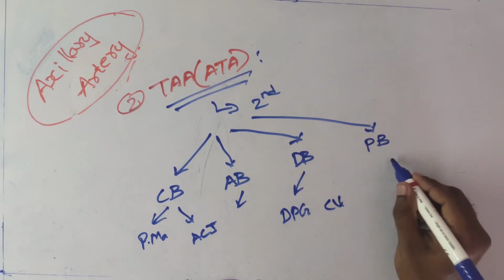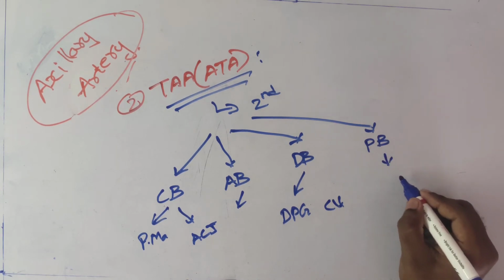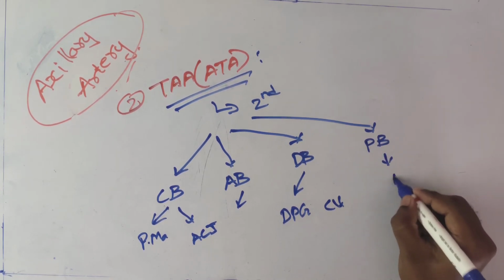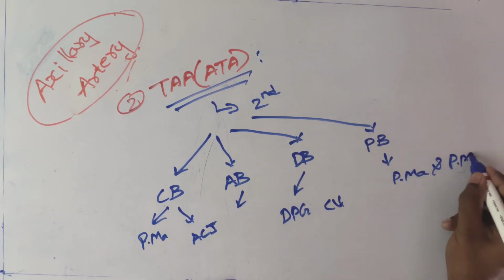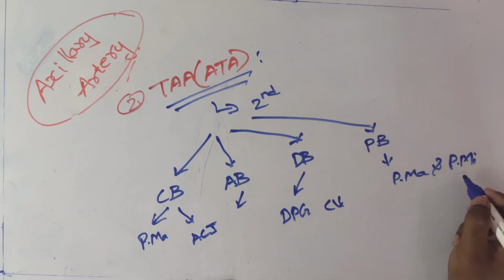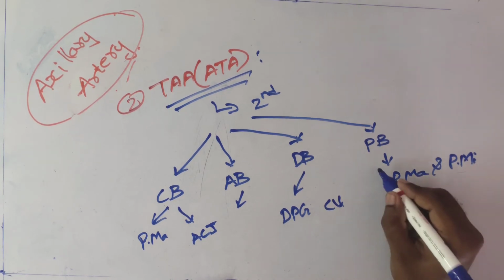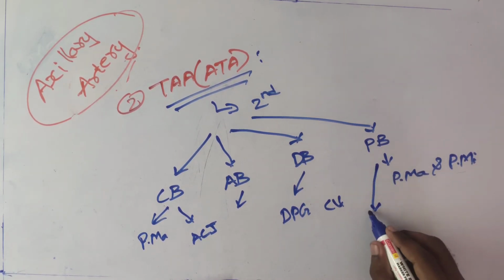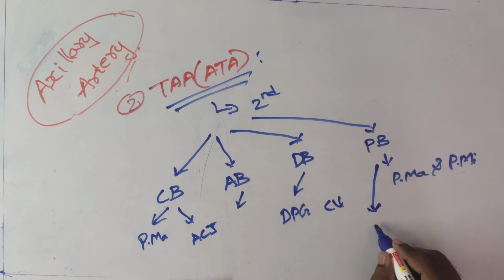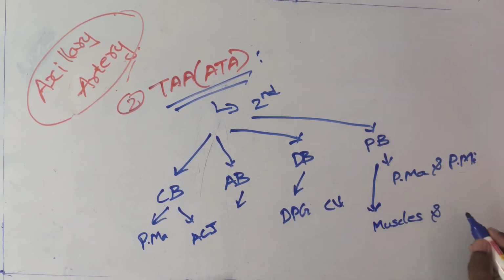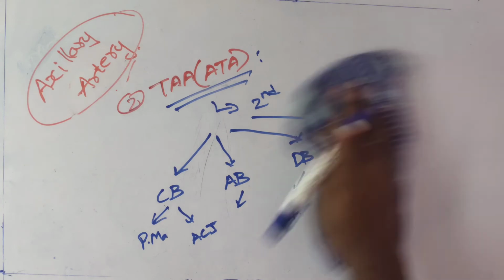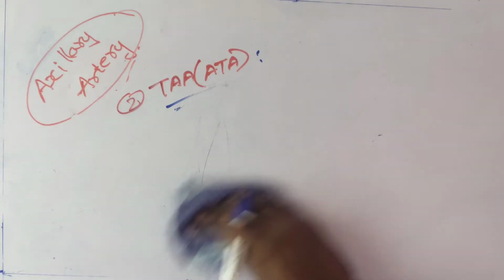Next, coming to the pectoral branch, it passes between the pectoral muscles, that means pectoralis major and pectoralis minor, and supplies the muscles as well as the breast. Okay, this is the second branch of the axillary artery.